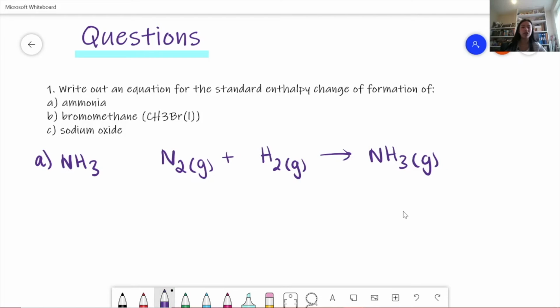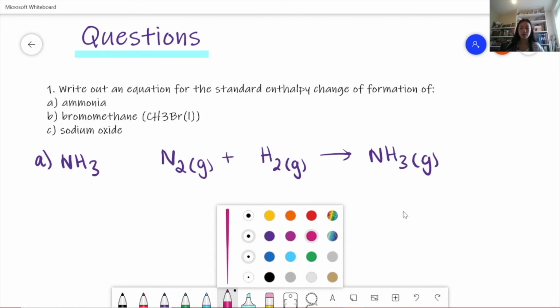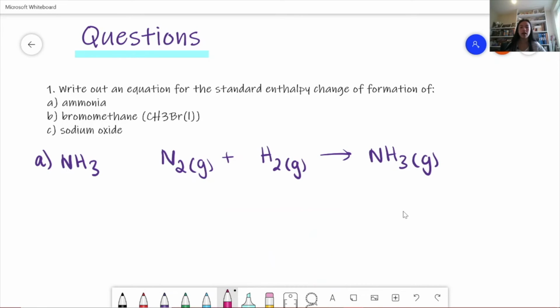And we need to remember not to change anything about the ammonia because we're only forming 1 mole, so we can only change the numbers of these two. So now we come to balancing the equation. And so we have 1 ammonia here, which means we need 1 here, but we've got 2, so we must have half of a nitrogen. And then we have 3 hydrogens here and 2 here, so we must have 3 over 2 hydrogens.